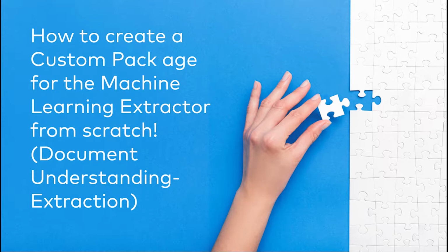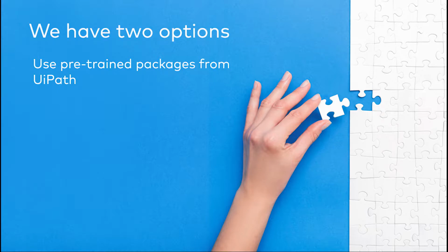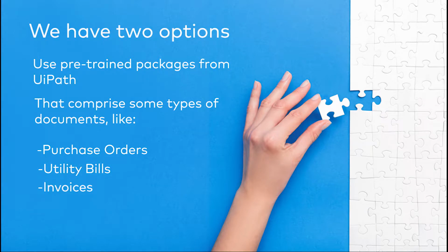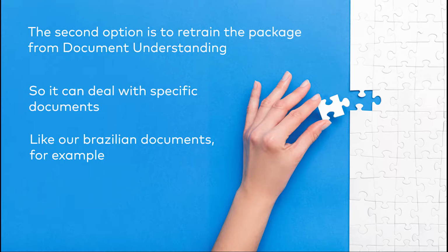Hello! In this video, I'm gonna show you how to create a custom package for the Machine Learning Extractor from scratch. We have two options for creating this package. We can use pre-trained packages from UiPath that already comprise some types of documents like purchase orders, utility bills, and invoices and allow possible retrains. Or, we can retrain the package document understanding so it can deal with specific documents, as it will be in our case where we will use Brazilian documents.